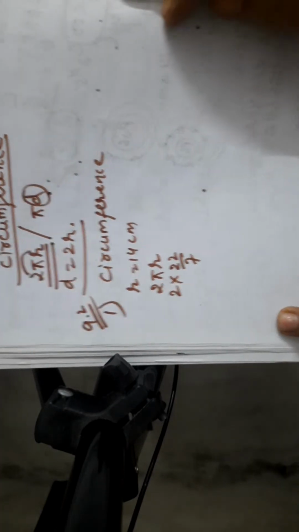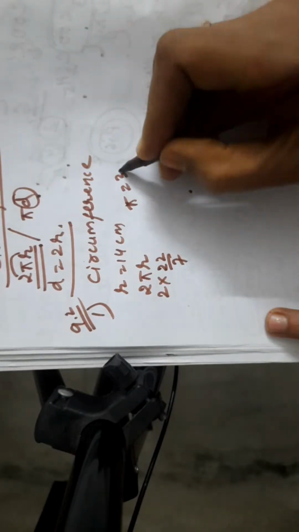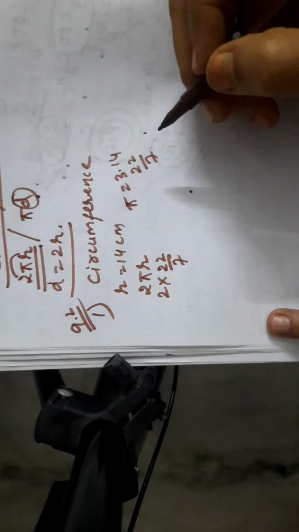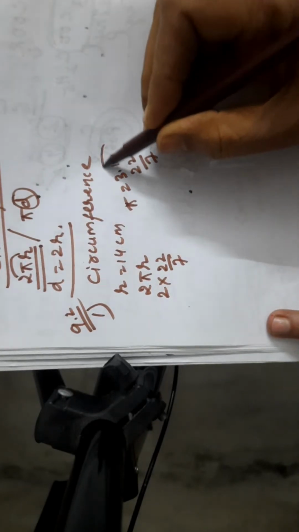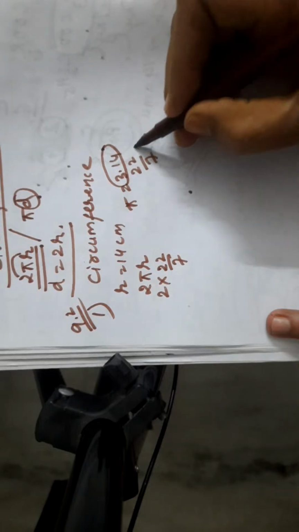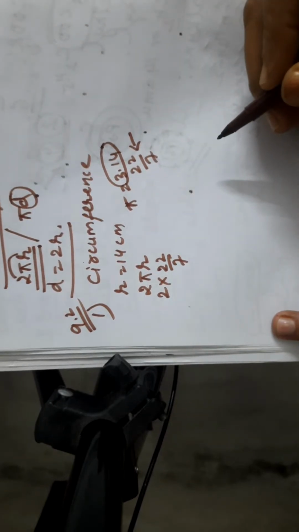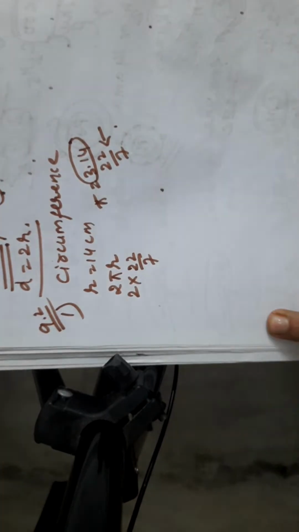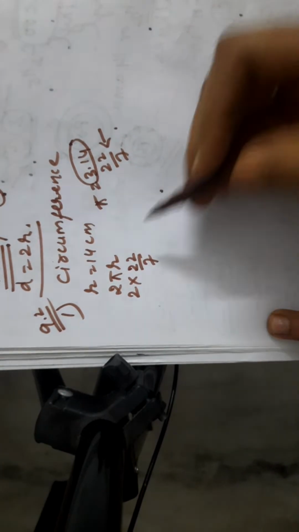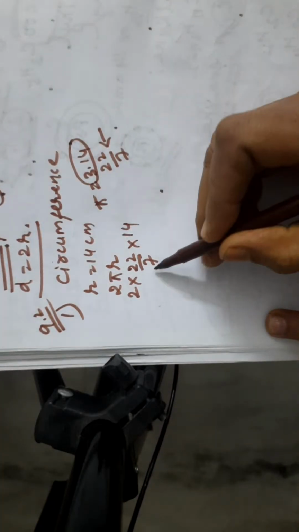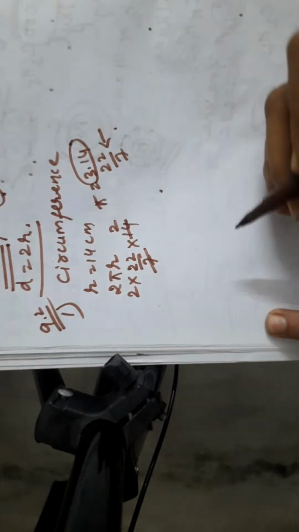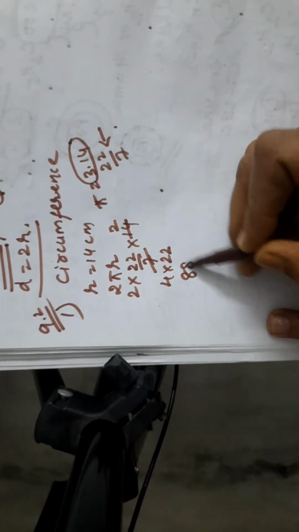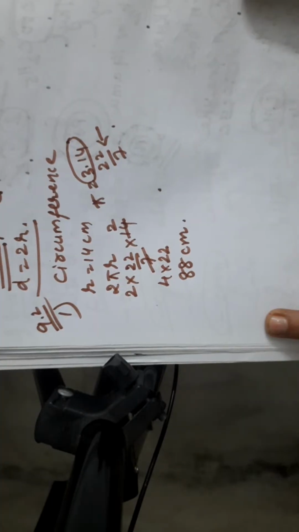Here two conditions are there. Pi can be either 3.14 or 22 upon 7. They will mention in the question if 3.14 is to be used. If not, we are going to use 22 by 7. Now 2 pi is 2 into 22 by 7. The radius is 14, so we can cancel them. 7 2s are 14, now 2 2s are 4. 4 multiplied by 22, thus it is 88 centimeter.